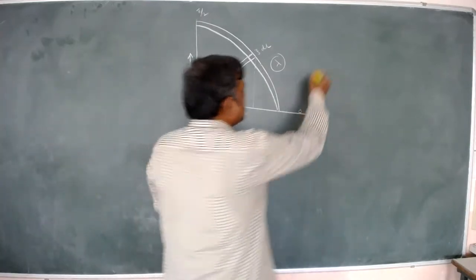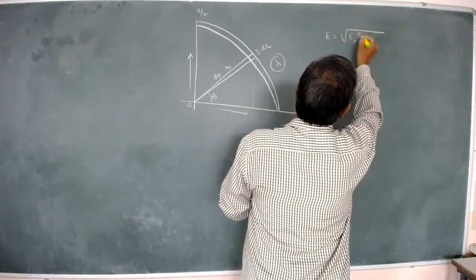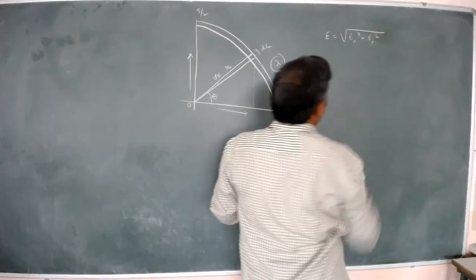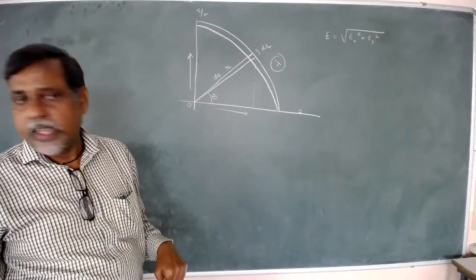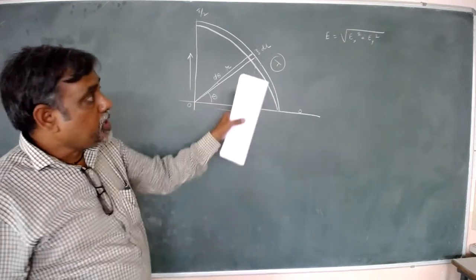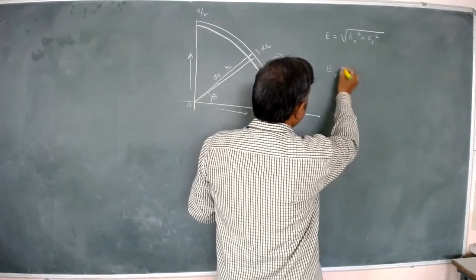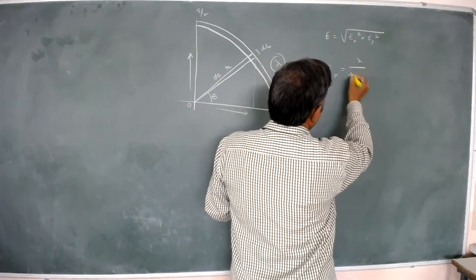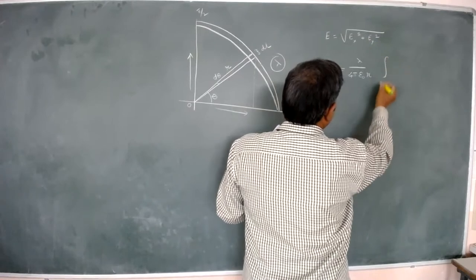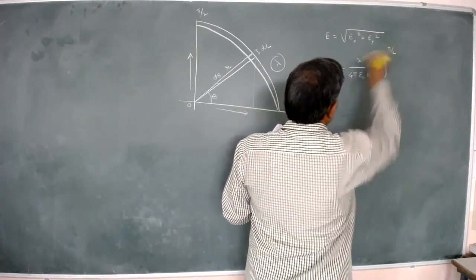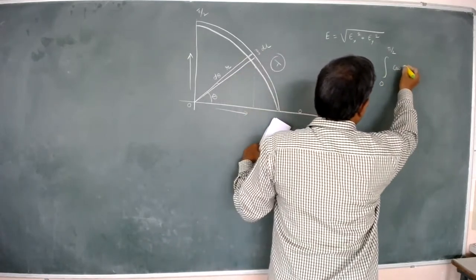Ultimately, the intensity of electric field E, how do you write? This is nothing but the square root of Ex squared plus Ey squared. Right. So Ex, how do you write? Along the x-axis, Ex is equal to lambda by 4 pi epsilon naught r, summation from 0 to pi by 2, cos theta, X component, d theta.